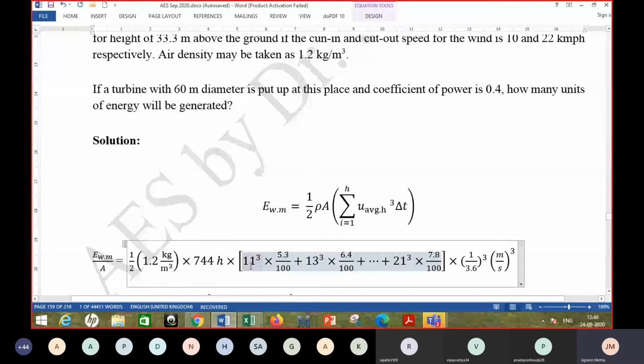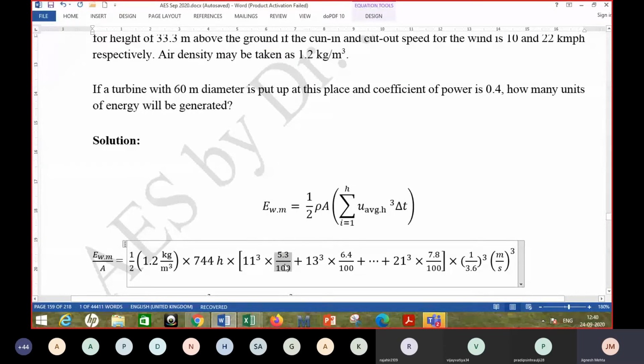So cube of that. Next row is 12 to 14, so the average is 13. So that has been put here. And you have to refer to the column for March. So for 10 to 12, what does the column for March show as frequency? It shows 5.3 percent. So it's divided by 100, and this is our fraction out of 744.